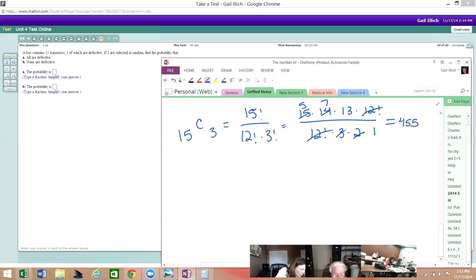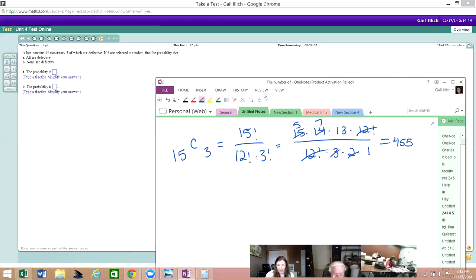Now, we have to figure out how many ways that all are defective. And you might actually be able to reason this one out without doing any combinations. 3 are defective and you have to pick 3. So how many ways will that happen? Well, 3 are defective and you have to select 3. So it's just 1, because there's only one way for that to happen.